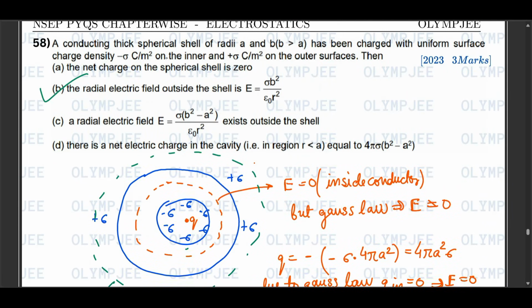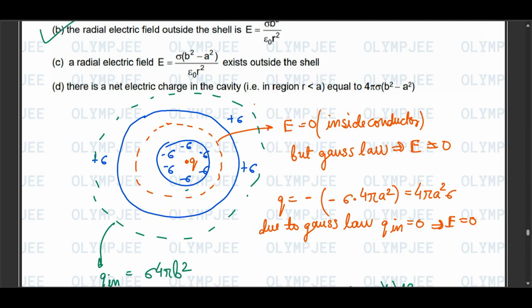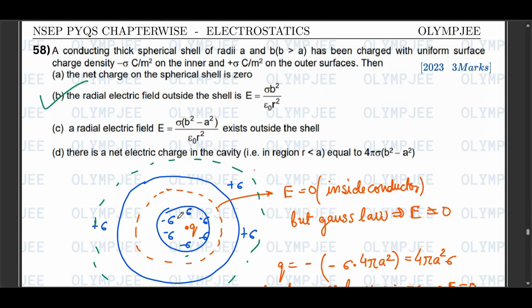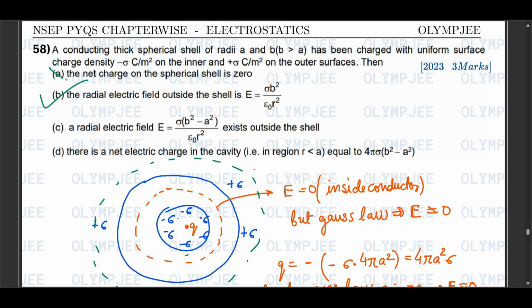And net charge on the spherical shell is 0? No, net charge is this much, so option A is wrong. Radial electric field this much? No, we derived this as this much, so C is wrong. There is a net electric charge in the cavity.